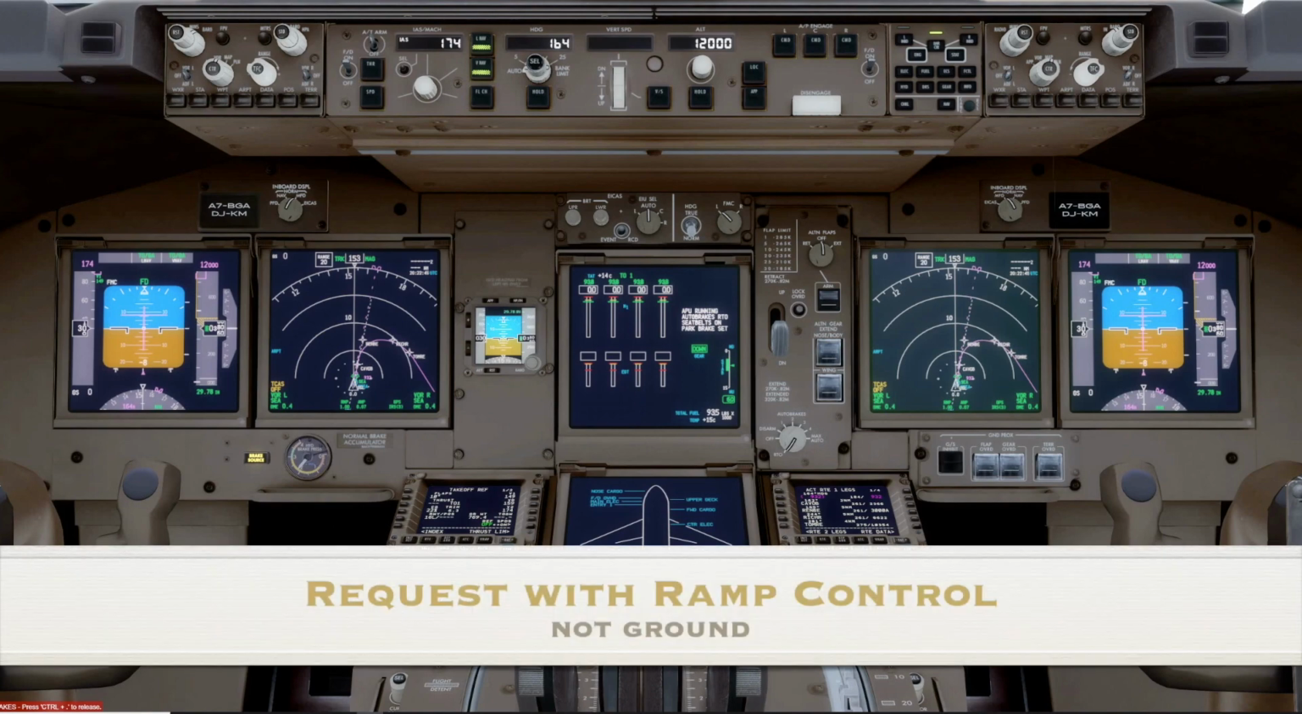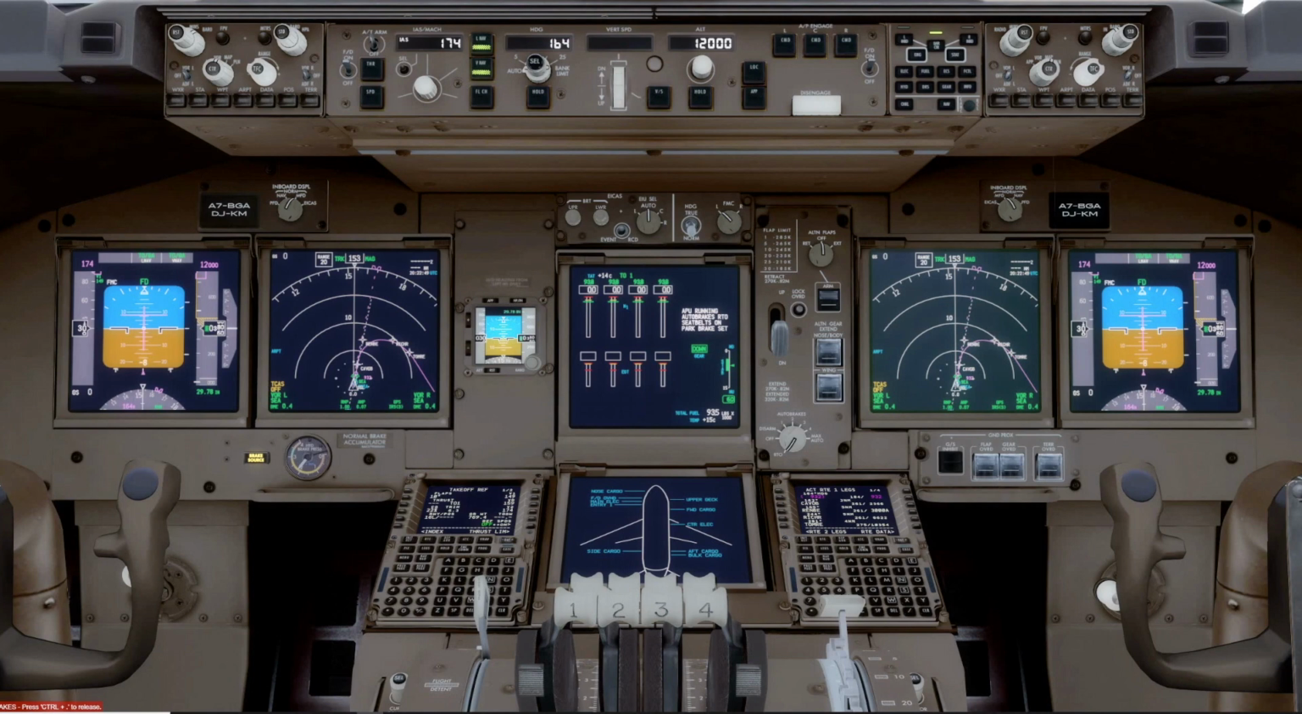We'd request from Seattle Ground, Qatar 44 Heavy, push and start out of Sierra 10. They'd say 44 Heavy cleared to push and start out of Sierra 10, tail in the alley. Then we go ahead and do the before start procedure, followed by the before start checklist.